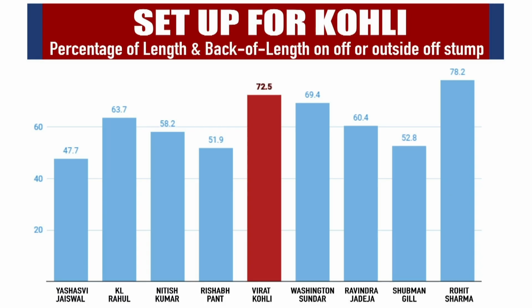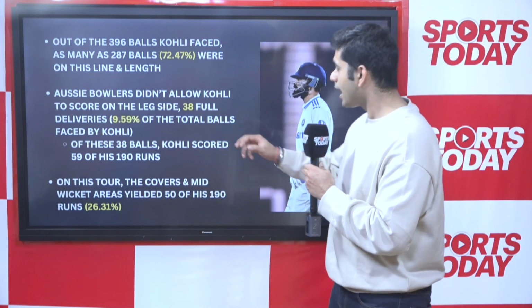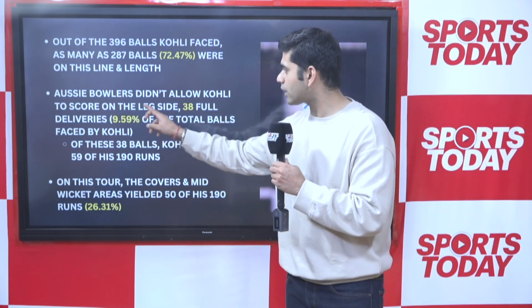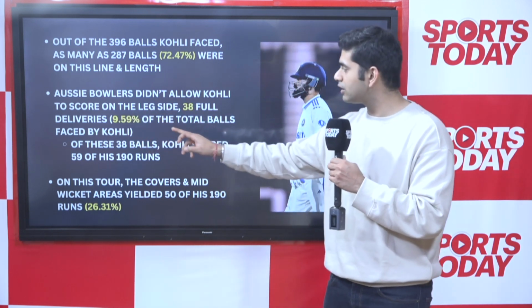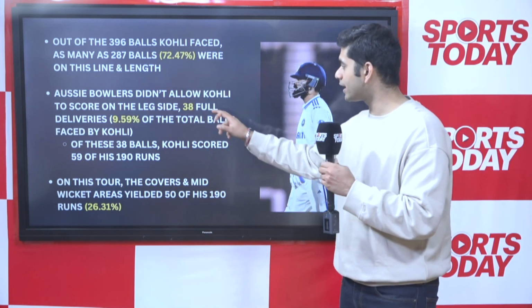Now, the idea was very, very clear in this case. You don't let him score through the mid-on area or the mid-wicket area for that matter. Let him score through the covers. Tempt him to go over there because that is his second preferred area to score runs. And what happened? The full length deliveries that Virat Kohli got were just about 10% of the deliveries. Otherwise, predominantly he was being made to play on the offside.